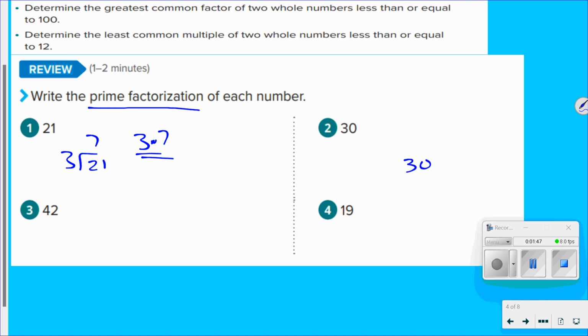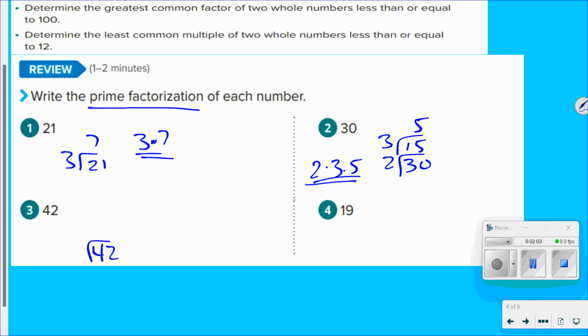30, can I divide it by 2? Yes, I do it. 15. 15, can I divide by 2? By 3. 3 and 5, I'm done. 2 times 3 times 5. Should literally be this easy, guys.